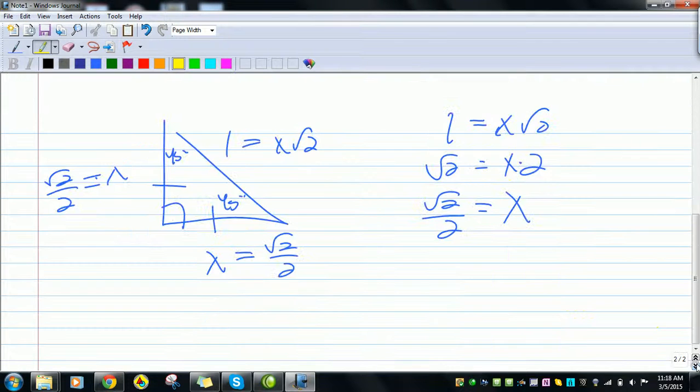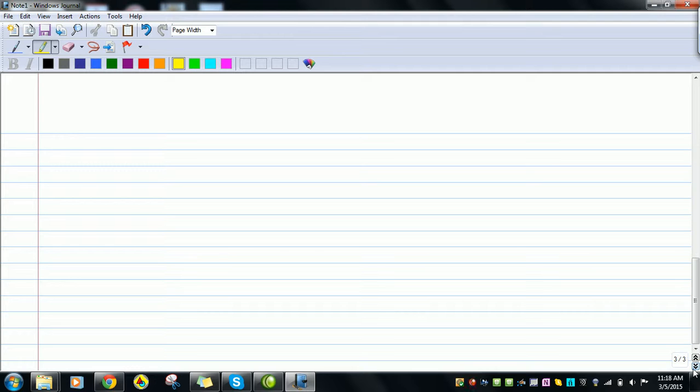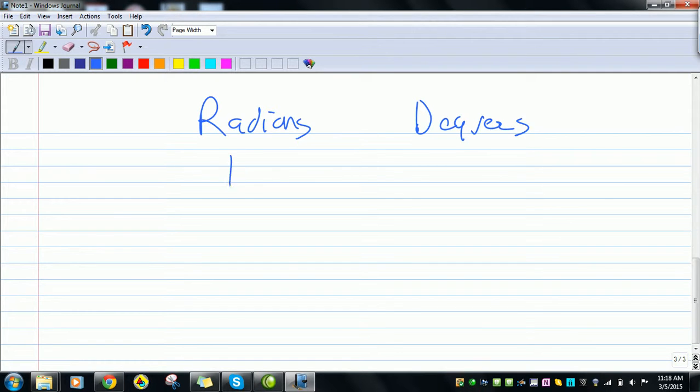Here's one idea I also want to introduce to you, and it's called radians. Now there are two ways to measure angles: radians and degrees. Radians you probably never heard of. Degrees is comfortable for you, I hope. The way in which we relate them is pi radians, about 3.14, is the same thing as 180 degrees.